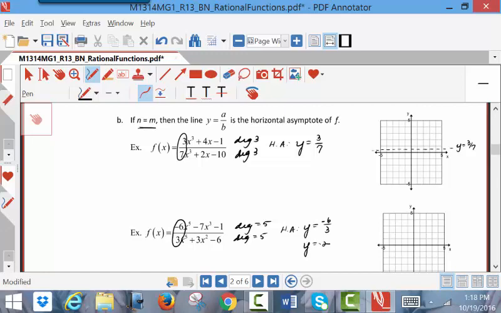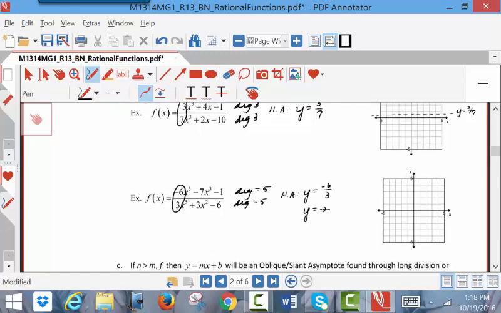So this is really a bunch of memorization, and I'll give you a little bit of a cheat sheet for this on the test, so don't panic about having to memorize so much stuff. This would be a graph, a sketch of the horizontal asymptote of that second example.